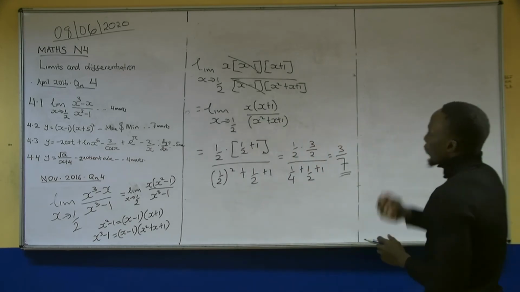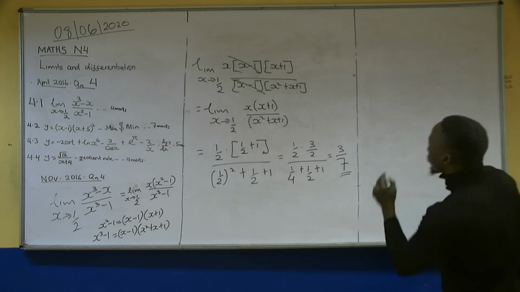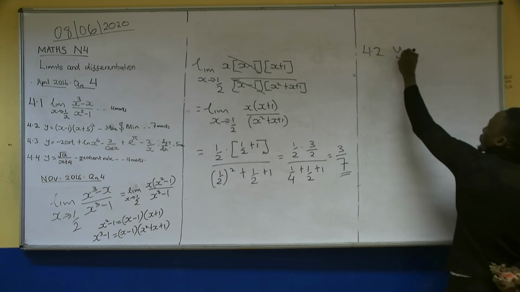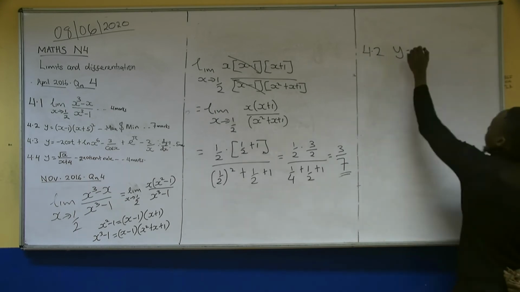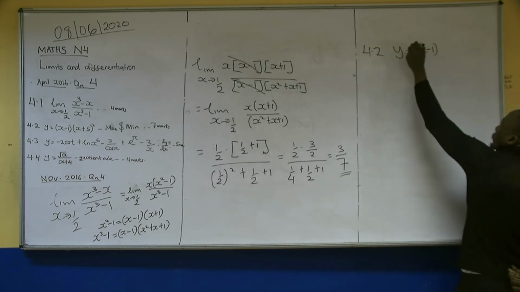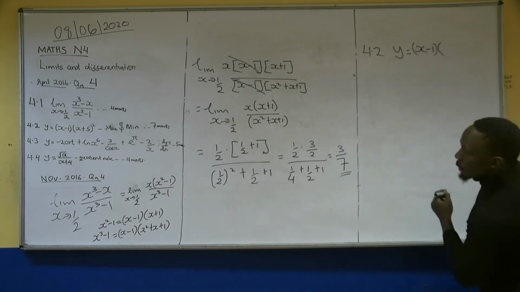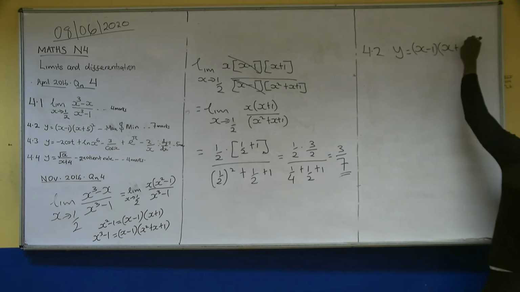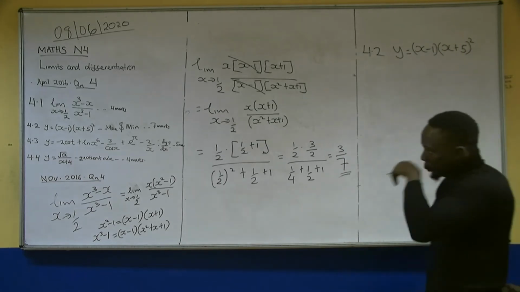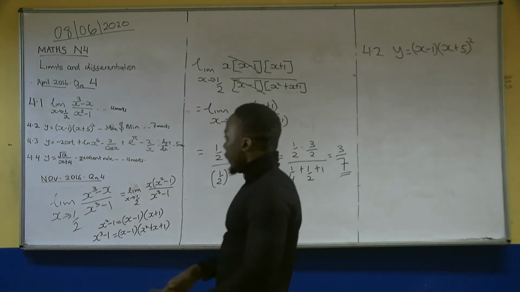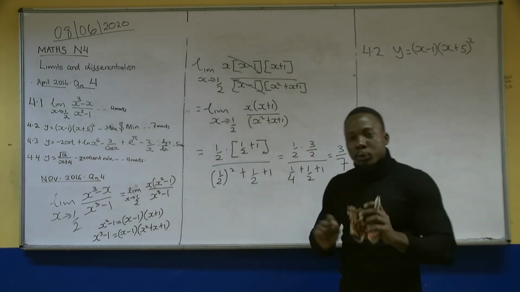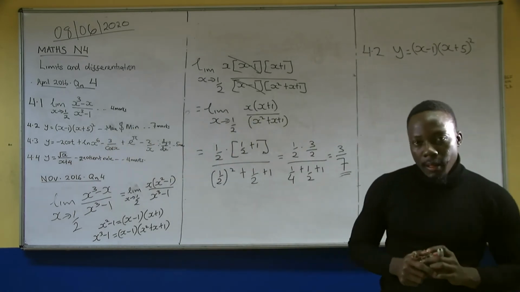Yeah, right. So we go on to that equation. Question 4.2 says y is equal to x minus 1 times x plus 5 squared. So if they ask you to find the maximum and minimum, it means that we are going to differentiate.